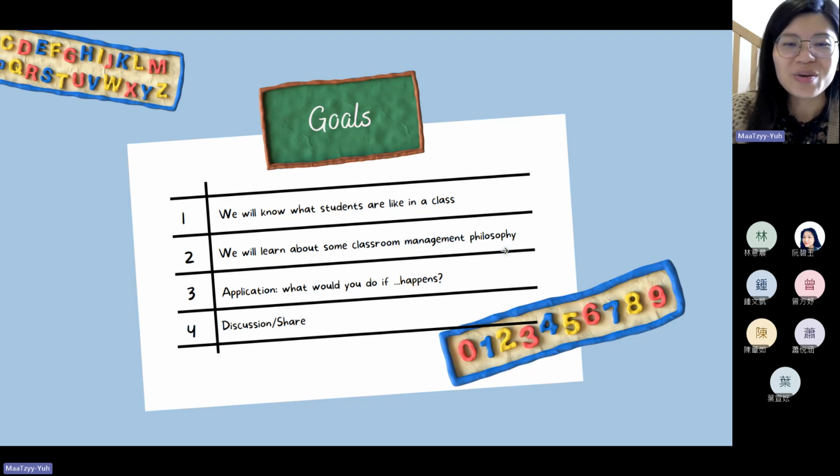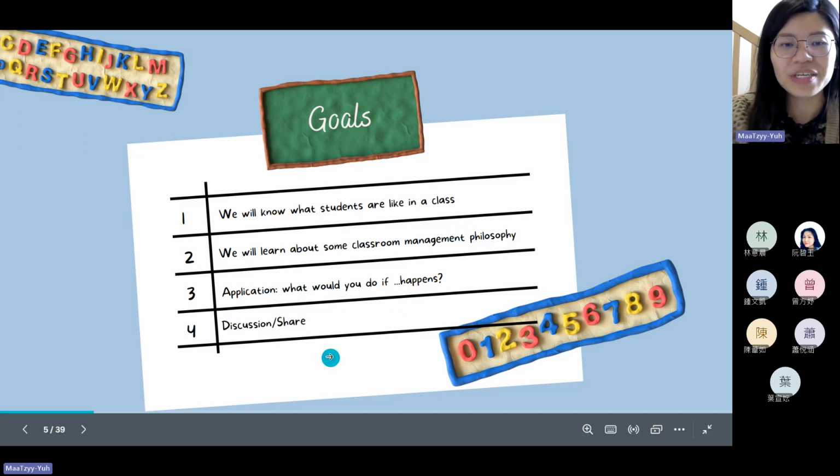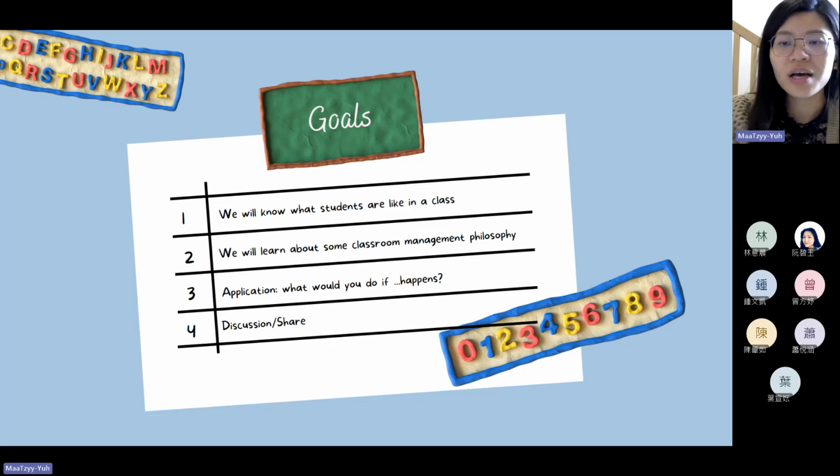I would be really curious about what your philosophy is. We will get back to that later. And number three is the application part. That is, what would you do if something happens in your classroom? And I'll give you the concrete examples later. Number four is the discussion and share. Maybe there are some things you wanted to share with us, then that would be a good time for you to speak up a little bit.